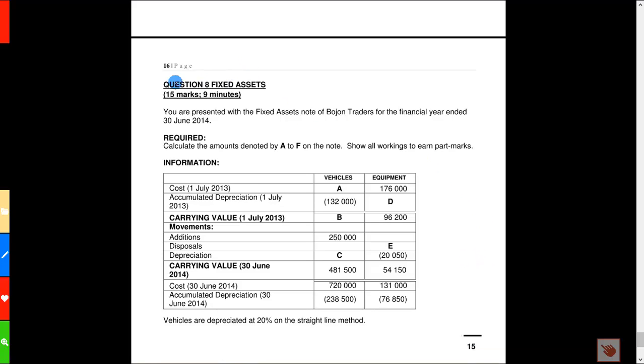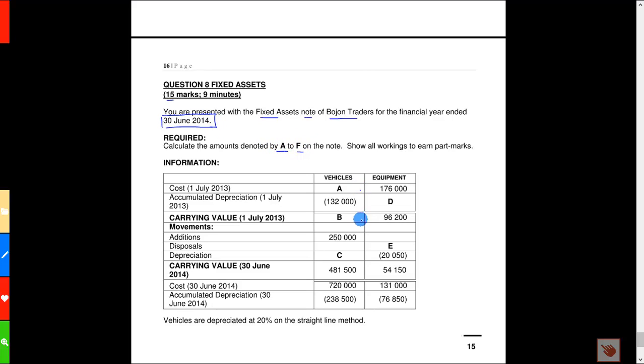Our last question for the prelim exam was the question on the fixed assets for 15 marks. This was a very straightforward question. You are presented with a fixed assets note for Bojan Traders for the financial year ended 30 June 2014. Calculate the amounts denoted by A to F.